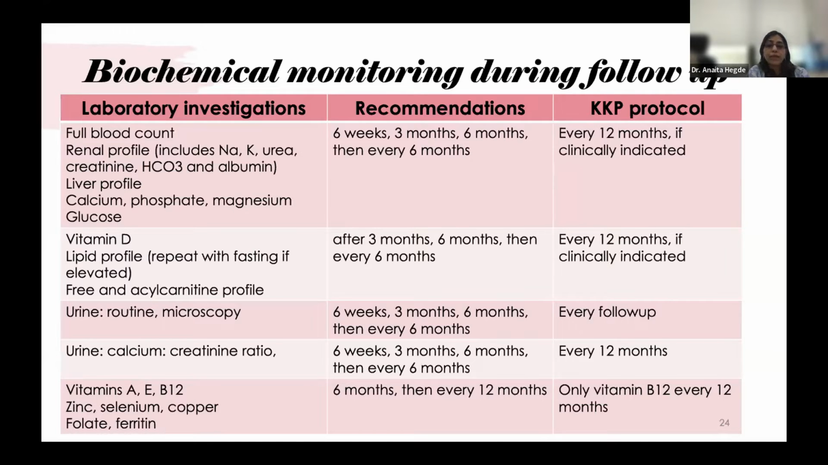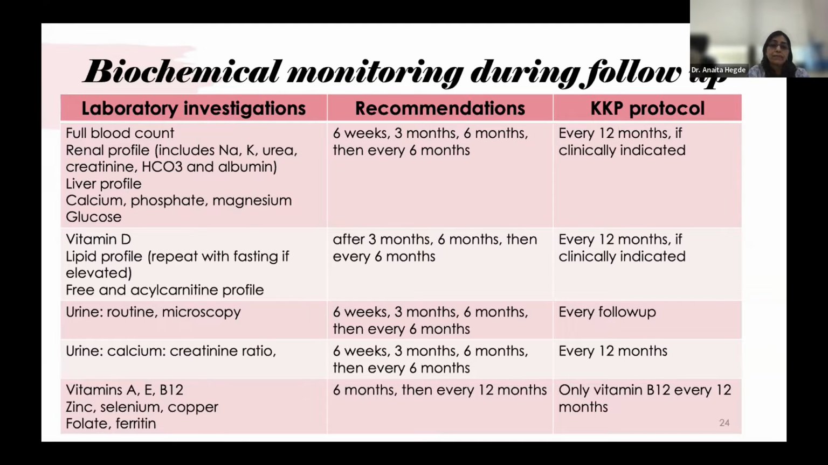And urine calcium by creatinine ratio is recommended to be done at 6 weeks, 3 months, 6 months, and then every 6 months. The KKP protocol follows urine routine and microscopy at every follow-up, whereas the urine calcium and creatinine ratio is done at every 12 months.